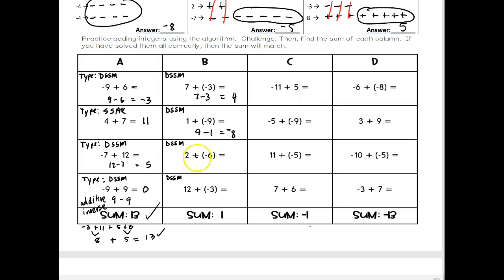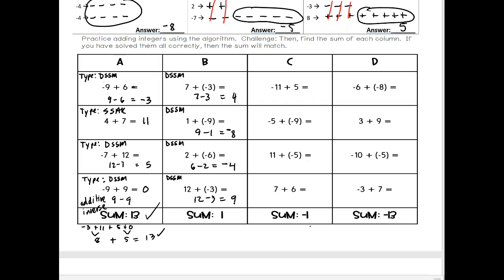Next one, 2 plus negative 6. Again, those are different signs. So I'm going to subtract 6 minus 2, and that's 4, but I have more negatives, so negative 4. Last one, 12 plus negative 3. Again, different signs, so that's going to be 12 minus 3. And this time I have more positives, so it just stays 9.